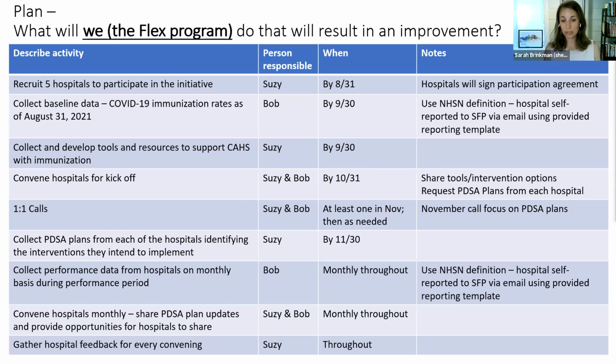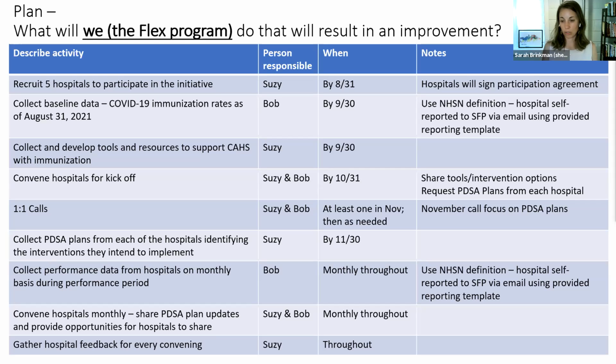We're going to convene the hospitals for a kickoff call towards the end of October, where we share our tools and intervention options. We're actually going to walk through the PDSA model with our hospitals and ask that they submit a plan to us so that we're able to track their progress throughout the year and understand what their plan is. That way we can understand at the hospital level what really worked and what didn't, and we have a standard way and format to talk amongst the participating hospitals. We're going to do one-to-one calls, at least one in November, and then as needed.